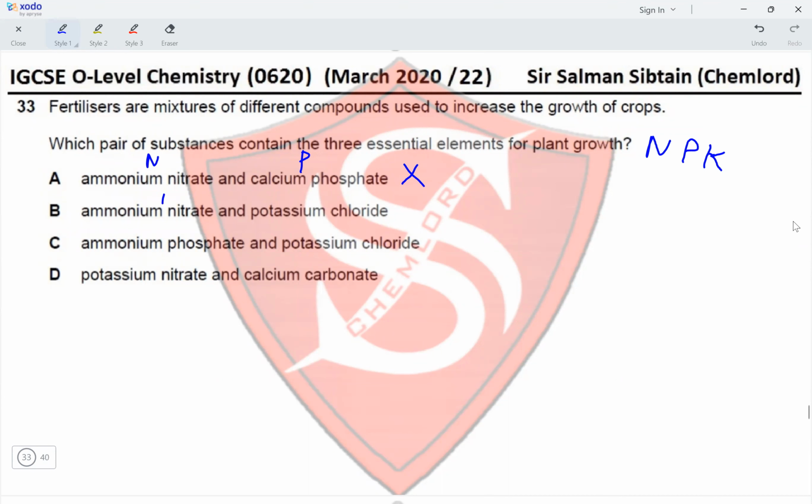Ammonium nitrate contains nitrogen. Potassium chloride contains potassium. No mention of phosphorus. Ammonium phosphate contains nitrogen and phosphorus, and potassium chloride contains potassium. All three are present, so this is correct. And the last one, potassium nitrate contains potassium. Calcium carbonate does not contain nitrogen or phosphorus, so this is incorrect. Therefore, the correct option for this question is option C.